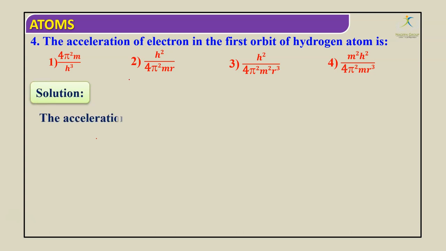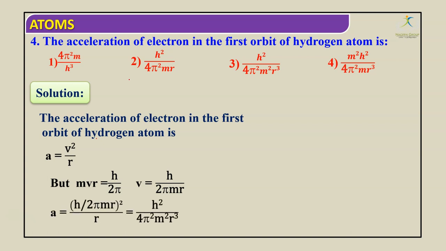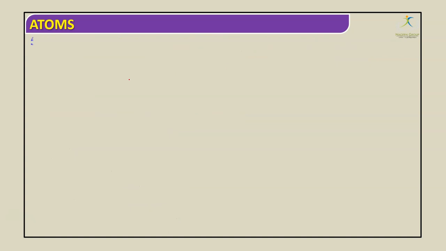So the solution: the acceleration of the electron in the first orbit of the hydrogen atom is a equals v square by r. But we know that angular momentum in circular motion is always conserved. So m v r is equal to h by 2 pi, meaning v is equal to h by 2 pi m r. So from here we can calculate the value of a, which is h by 2 pi m r whole square by r. That comes h square by 4 pi square m square r cube. Hence we can say the correct option is 3.